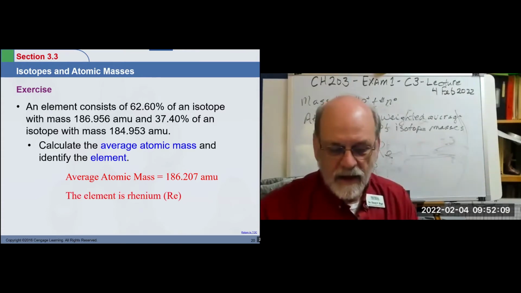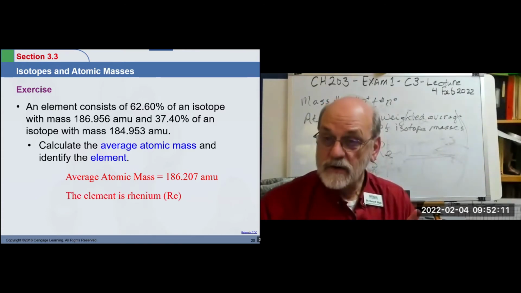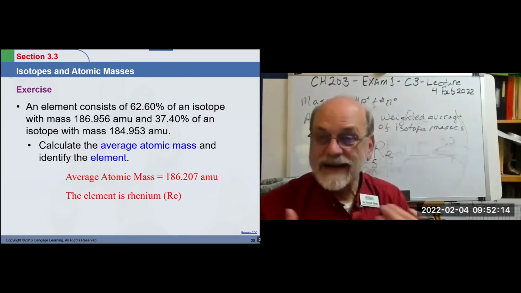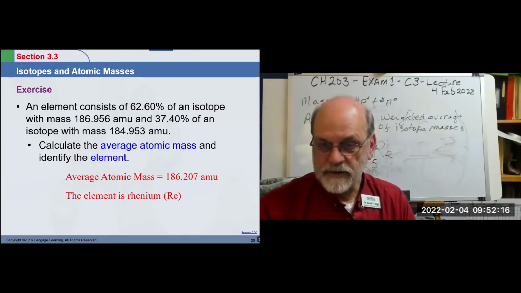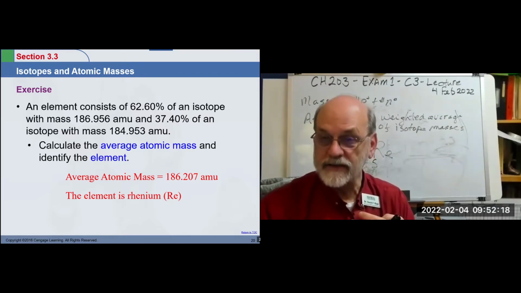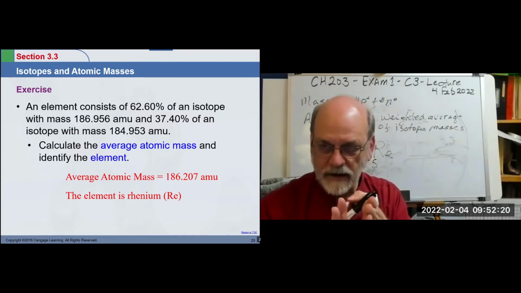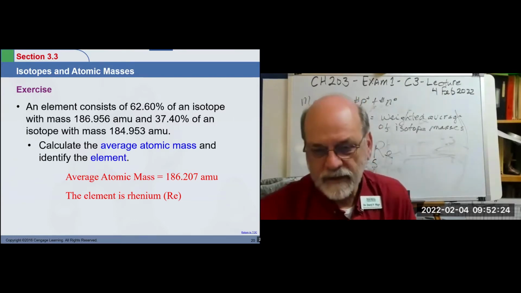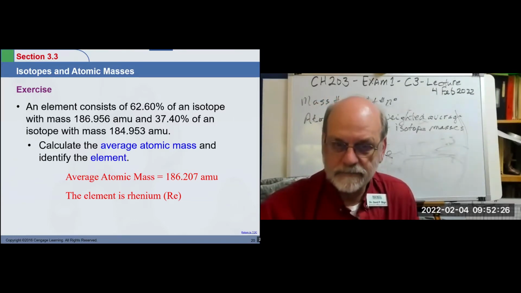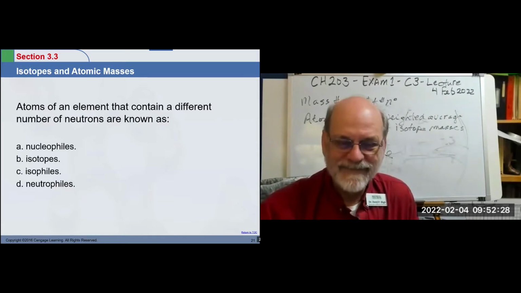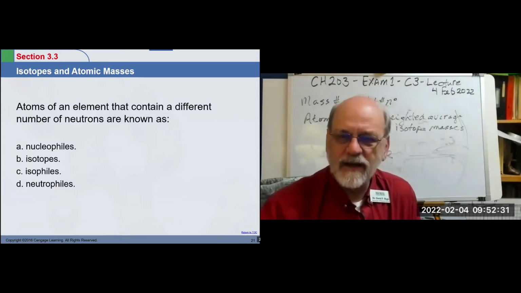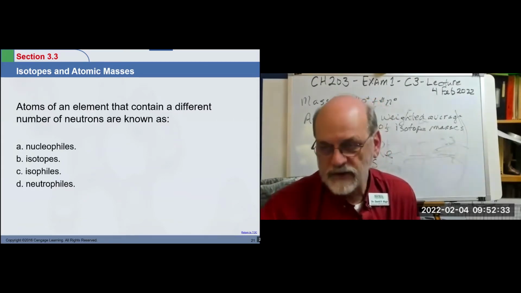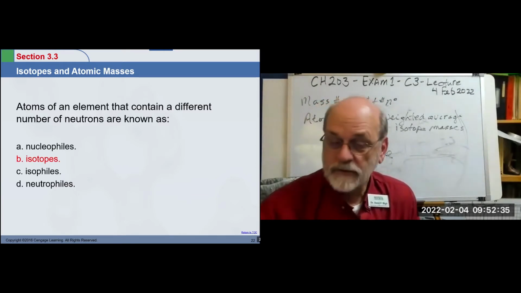And that value cannot be associated with any of the other elements. So it doesn't have any close seconds that can cause you trouble in identifying. So we know it's rhenium. Okay. Atoms of an element that contain different numbers of neutrons, just to check, that's isotopes.